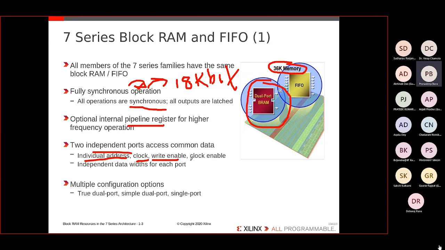What Xilinx has done, because it's a physical memory, is include all those things inside the FPGA to give ASIC-like performance. So it has true dual port, simple dual port, and single port. All those features are available. Correct?